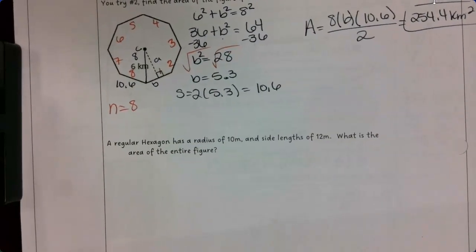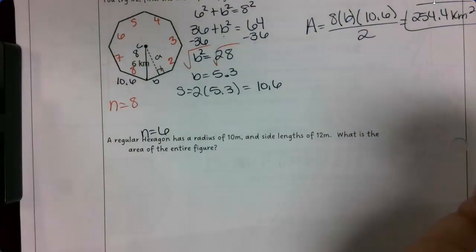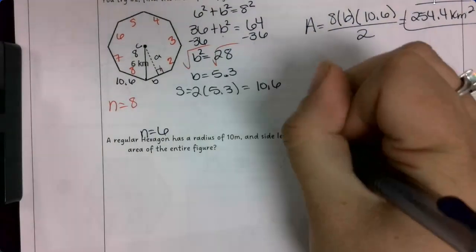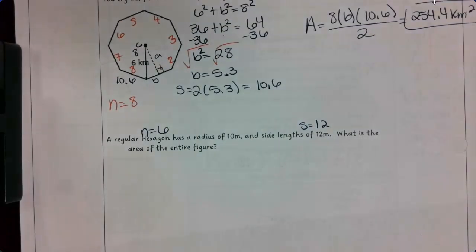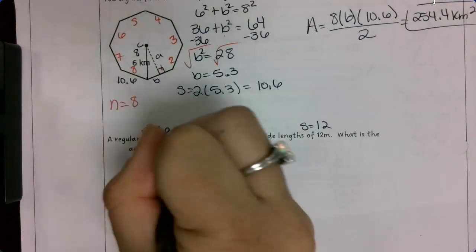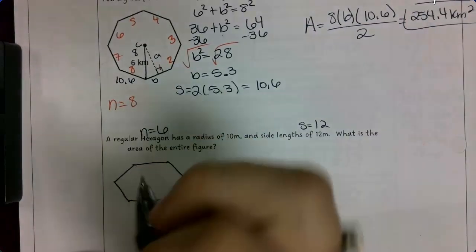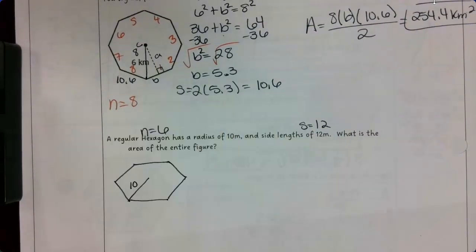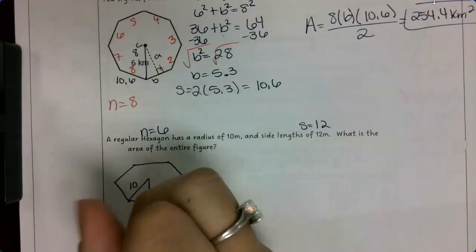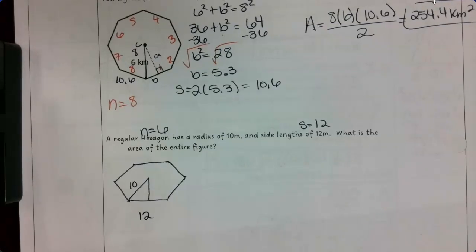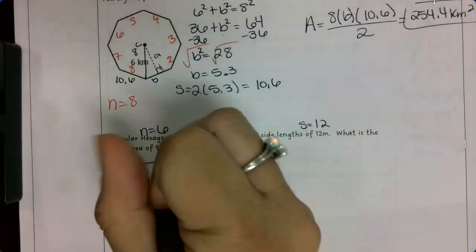My last problem tells me I have a regular hexagon. That means my number of sides is 6. Has a radius of 10 and side lengths of 12. What is the area of the entire figure? So I need to draw this out. Okay, so my radius is 10. That is the slanted line. I don't know my height, so I have to look for my apothem. And if my side length is 12, half of that for this triangle is going to be 6. So on this one, I'm looking for my a.